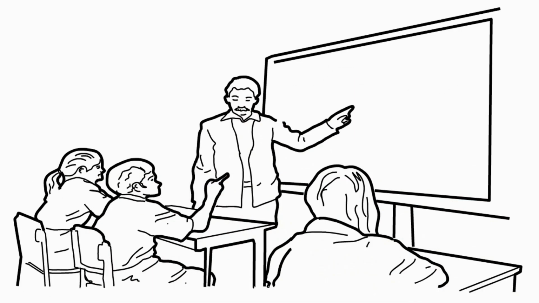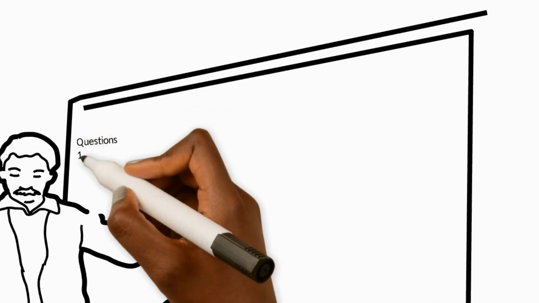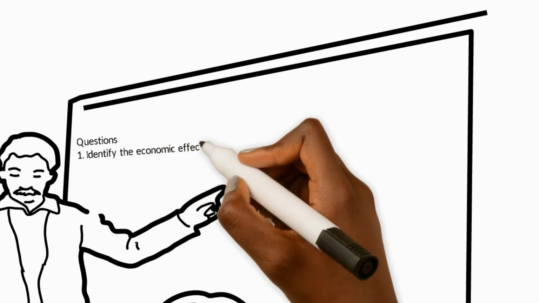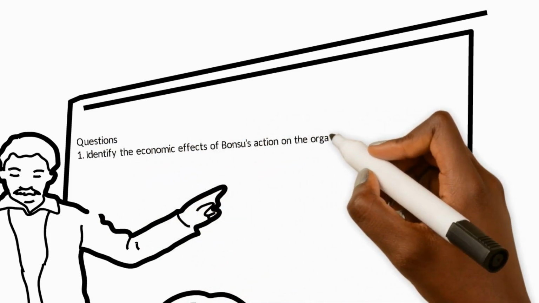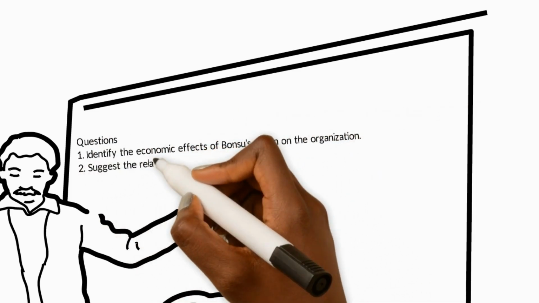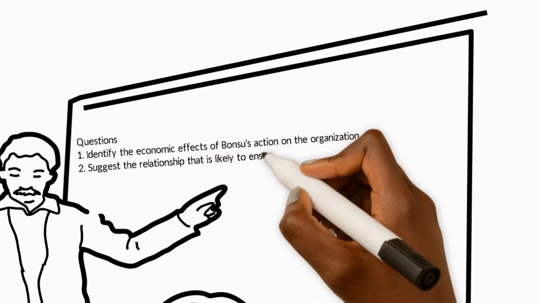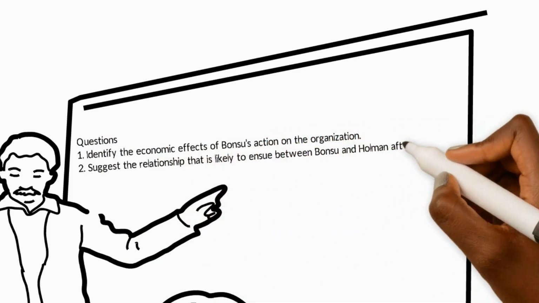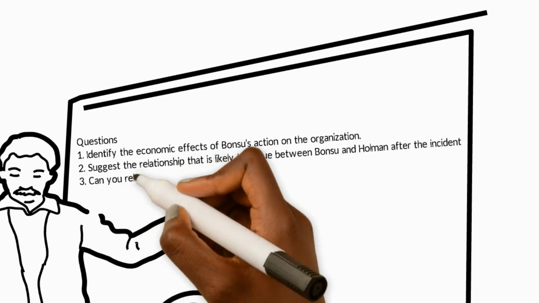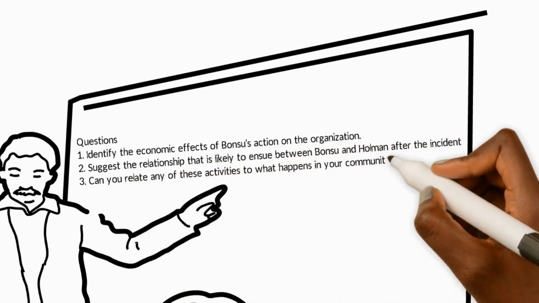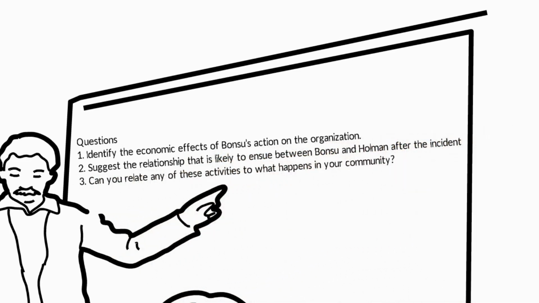Questions. 1. Identify the economic effects of Bosu's action on the organization. 2. Suggest the relationship that is likely to ensue between Bosu and Holman after the incident. 3. Can you relate any of these activities to what happens in your community?